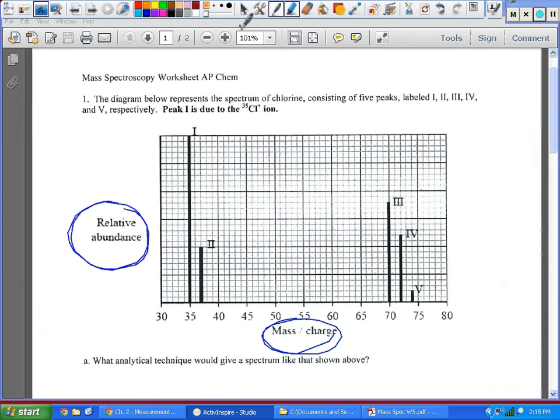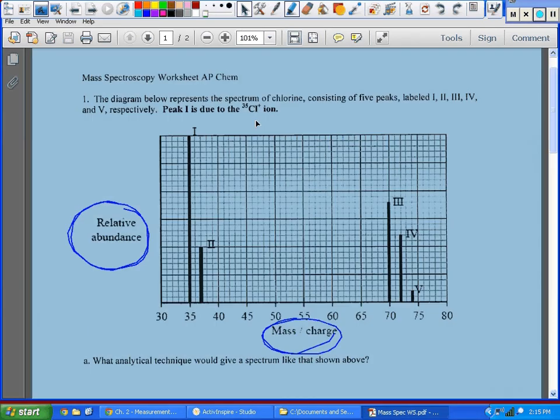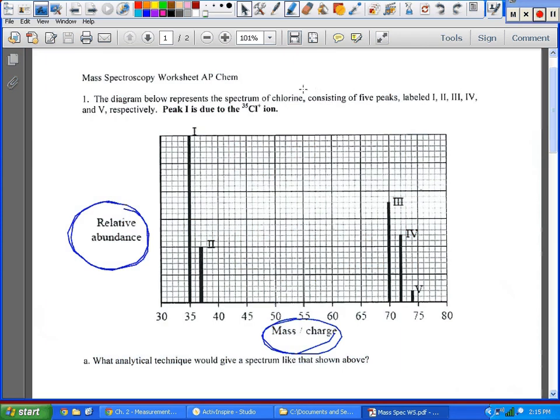All right, so here's the deal. Knowing where the most abundant mass is present, if you do have a periodic table, you can kind of narrow it in. Looking at this, which mass is most abundant based on the picture? 35. Which element is closest to 35? Chlorine. Chlorine is 35.45.